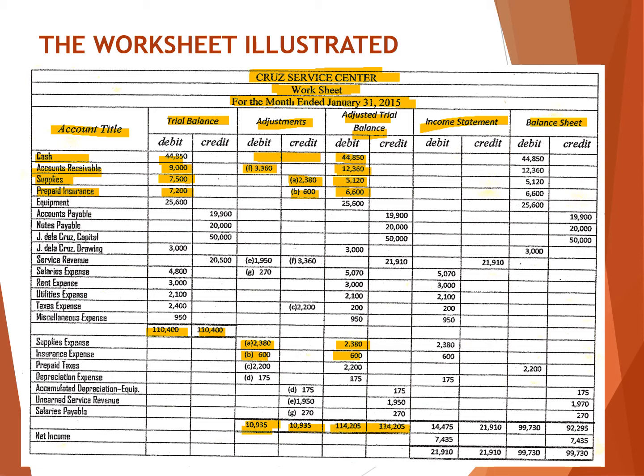Tapos, dapat equal sila. Sa income statement naman, like I discussed kanina, ang i-transfer lang natin or i-extend natin ay lahat ng revenue and expenses. Yan. Lahat ng expense. Pero syempre, wag itong prepaid taxes. Ang prepaid taxes kasi ay asset. Accumulated depreciation, kontra asset yan. Unearned service revenue, that is a liability. Salaries payable, liability rin yan. So, hindi mo yan dapat isama. Okay? Like I said, lahat lang ng revenue and expense ang i-extend dito sa income statement.